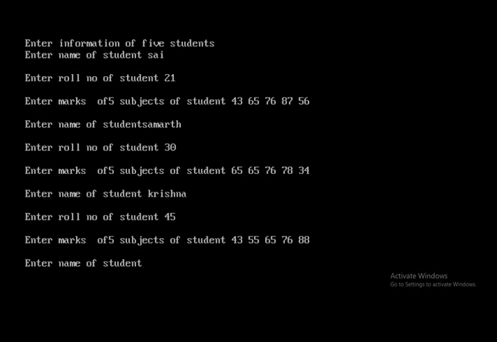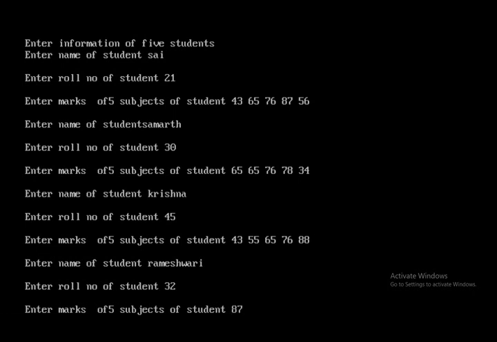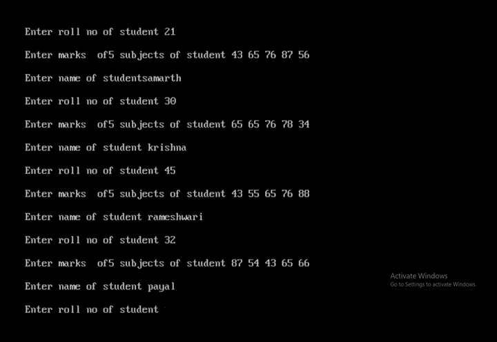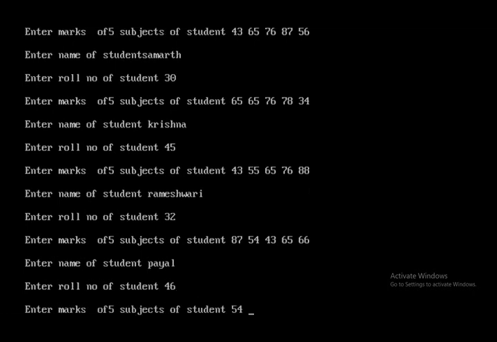Now enter the information of the fourth student. Suppose I have taken the name as Rameshwari. Roll number is 32. Again enter the marks of 5 subjects for her. Now the last student, enter the name for the last student. Suppose it is Payal. Roll number is 43. Marks of 5 subjects.